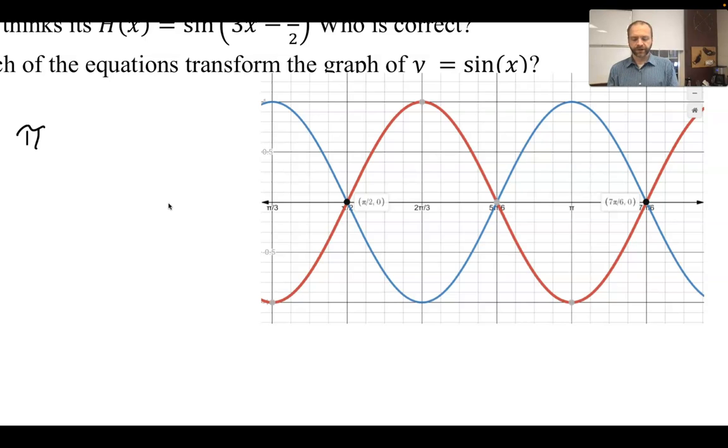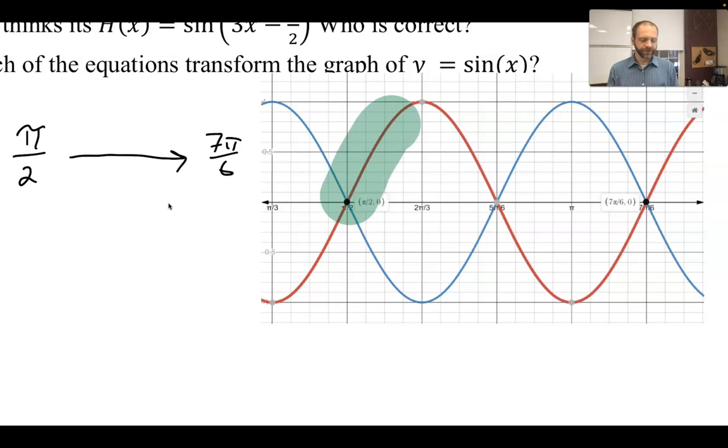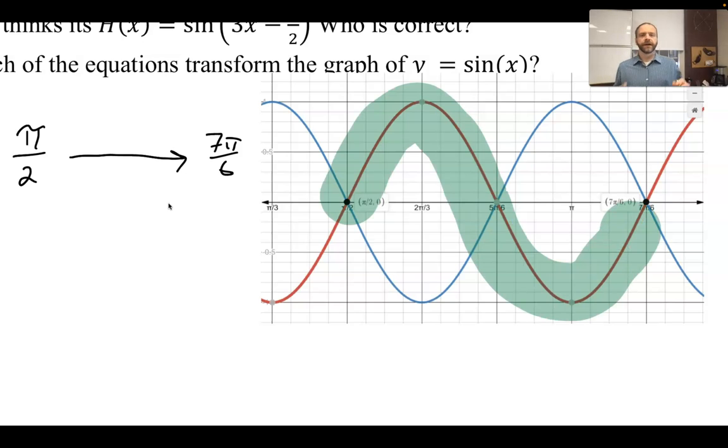and I am going to 7 pi sixths. That is one full period on the red. So is that 2 pi thirds? In other words, is the distance from pi halves to 7 pi sixths 2 pi thirds?